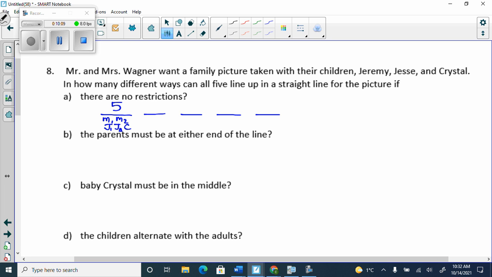Can I have Jesse stand here, then Jesse stand here, then Jesse stand here, then Jesse stand here, and a picture of all Jessies? No.